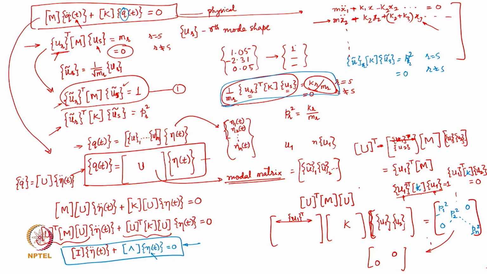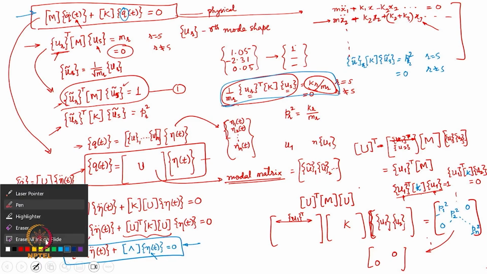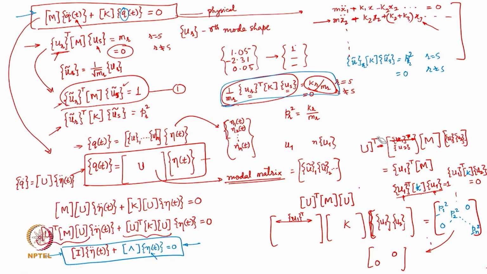Now, do you see a difference between this equation and this equation? One of the significant differences between these two equations is that your first equation is a coupled governing equation of motion.